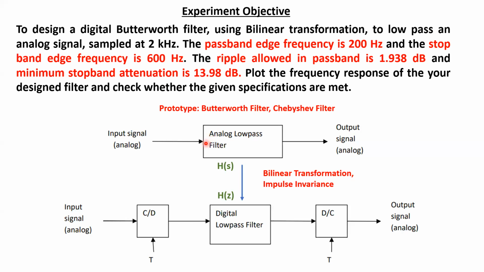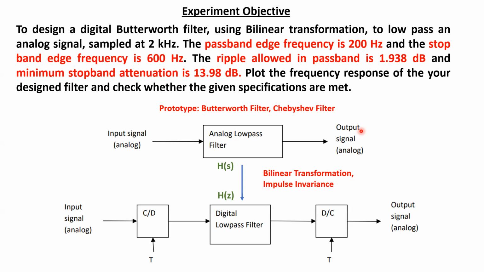So here we can see that if we have any analog low pass filter, then we have different prototypes to design analog filters. Those filters may be a Butterworth filter, a Chebyshev filter, or an elliptic filter. Normally in analog low pass filters, we apply an input signal which is analog in nature, and we get the output signal which will also be an analog signal, right?